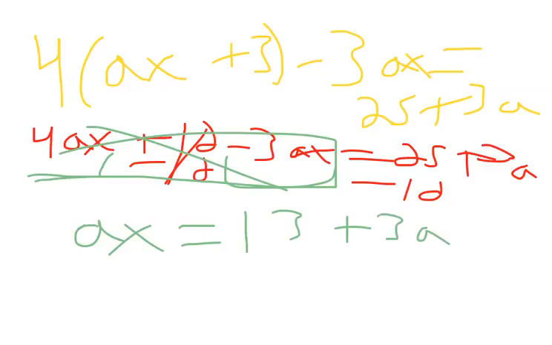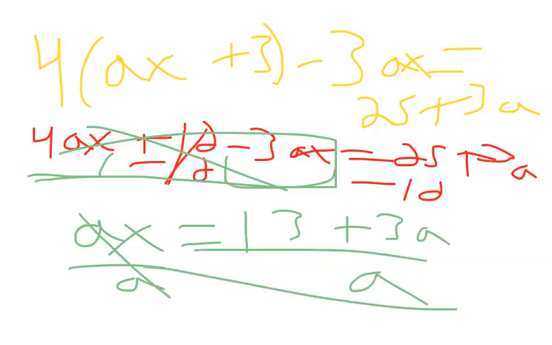All right, so what you could do is just divide by a. And that's your answer, because we could leave it in terms of a, which is fine. There's no number for x. Okay, so that is the answer for that problem.